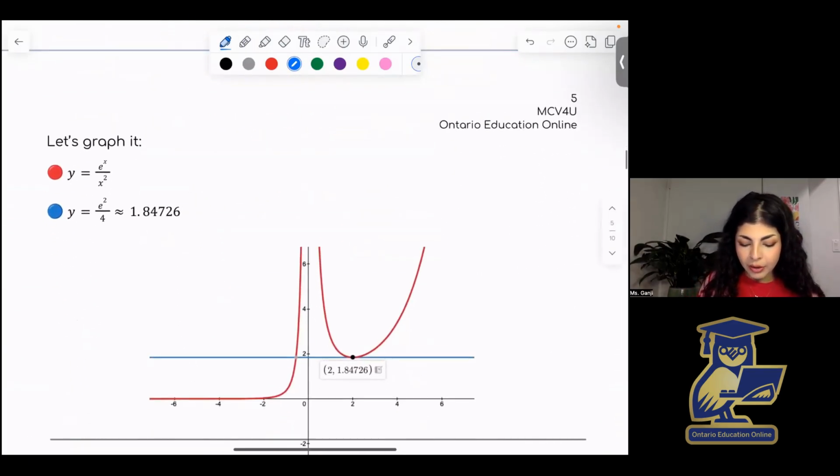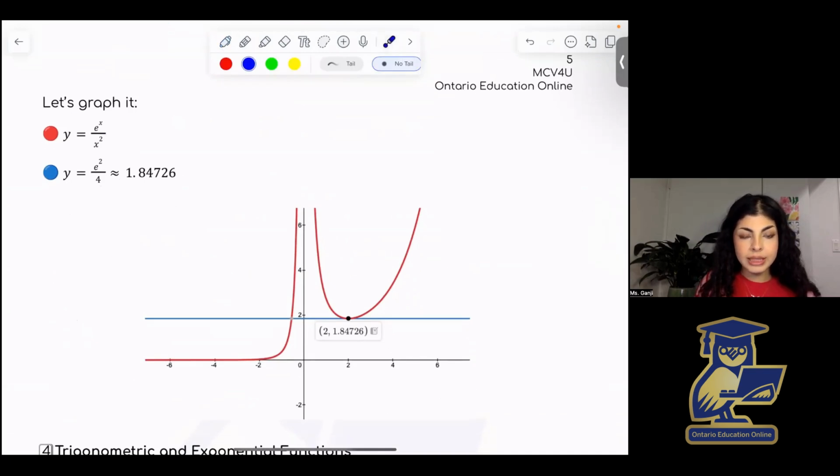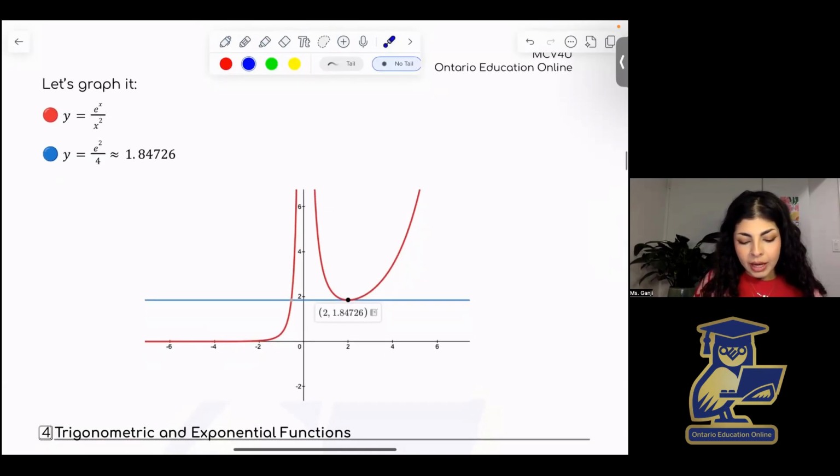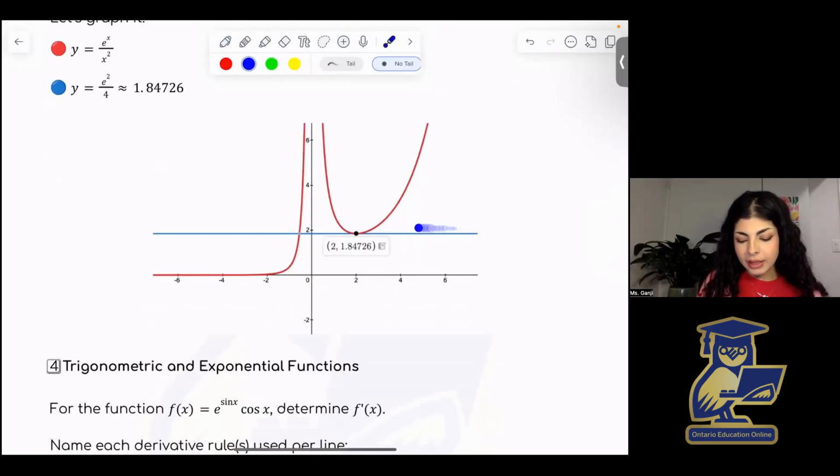And now, looking at our graph here, in red, we see the original function, so e to the power of x over x squared, and we can now see that the equation of the tangent, which is y equals e squared over 4, which is approximately 1.84726, is exactly this blue line that we see here. And we do see that it does intersect with the graph at precisely that point at x is equal to 2. And it is also a horizontal tangent.